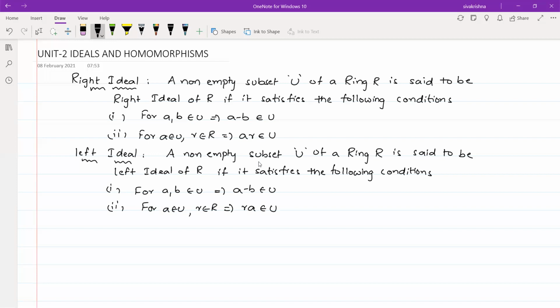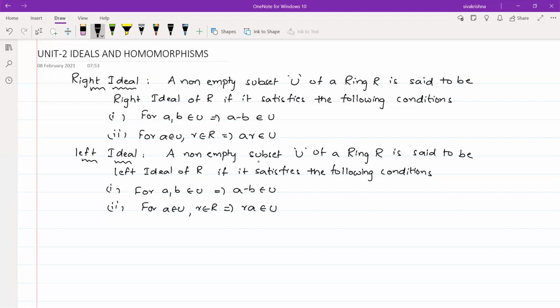So this is the difference between right ideal and left ideal. Both conditions are same, but in right ideal, in the second condition, we are having small r on the right side of the element small a, whereas in left ideal we are having small r on the left side of the element small a. So we call this a left ideal and we call this a right ideal. So these are the definitions of left and right ideals of a ring capital R.